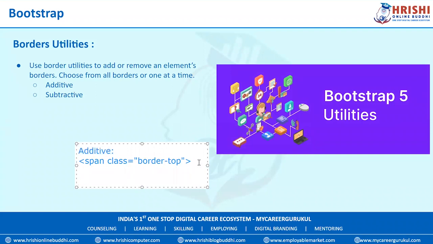Then if you talk about the subtractive way, the syntax works as span, same, then class equal to double quotation border. Now if you want to assign borders only for particular top, bottom, left, or right, or you want to delete the border from the top, left, or bottom side, simply I'll write border. Now I don't want a border on top, so simply border-top-0.